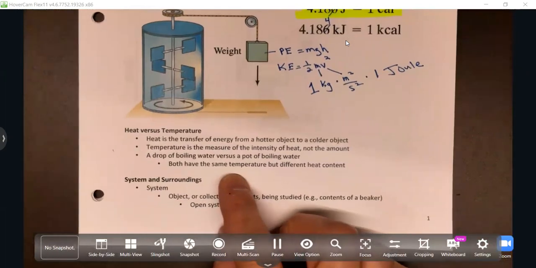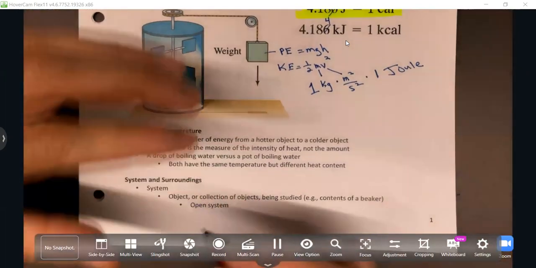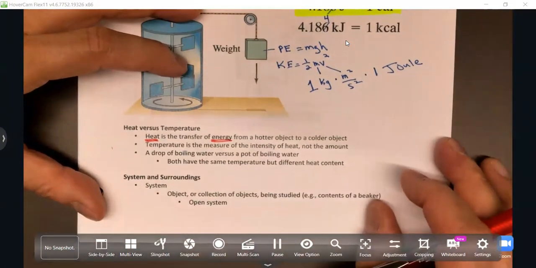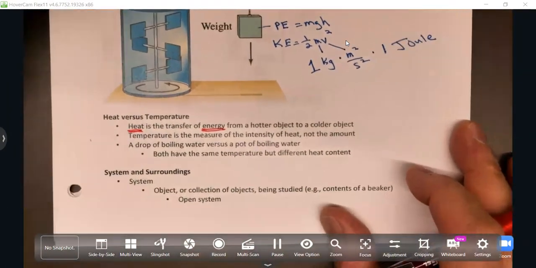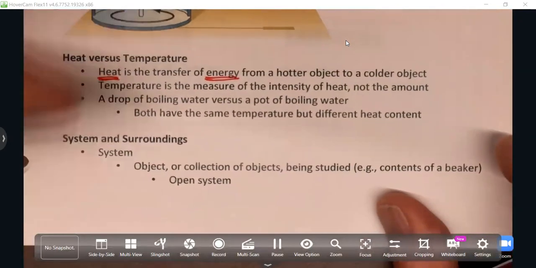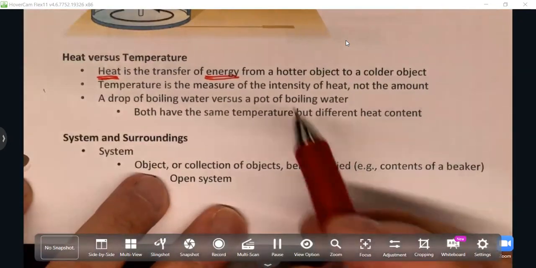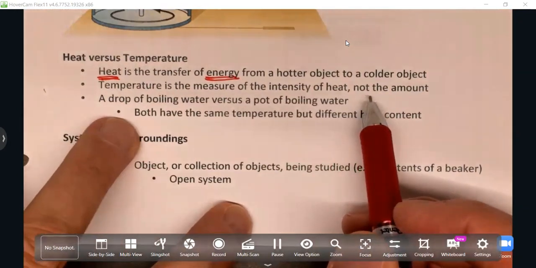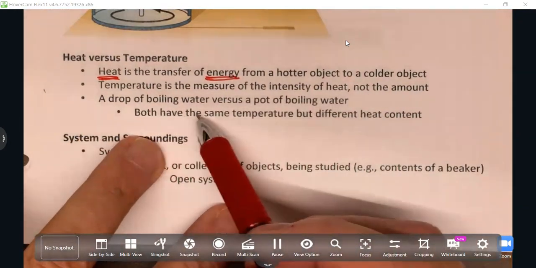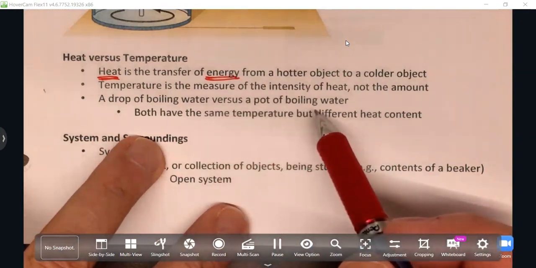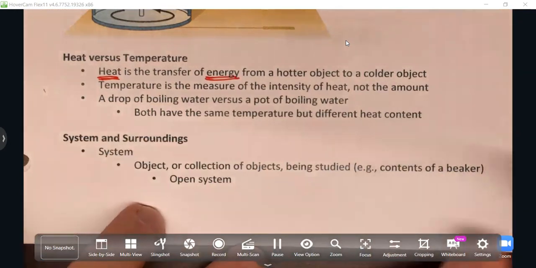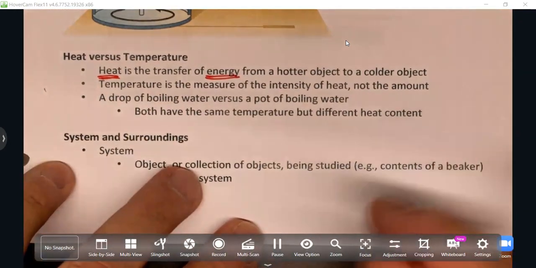So down here, we know that heat really is energy. And we know it goes from a hotter object to a colder object. And temperature is just a measure of the intensity of heat, not amount. Because a drop of boiling water versus a pot of boiling water, both have the same temperature but different heat content.